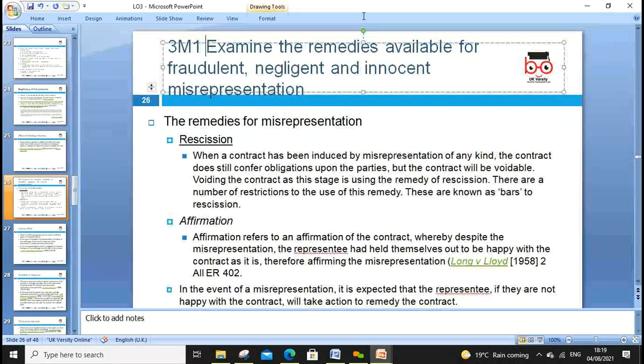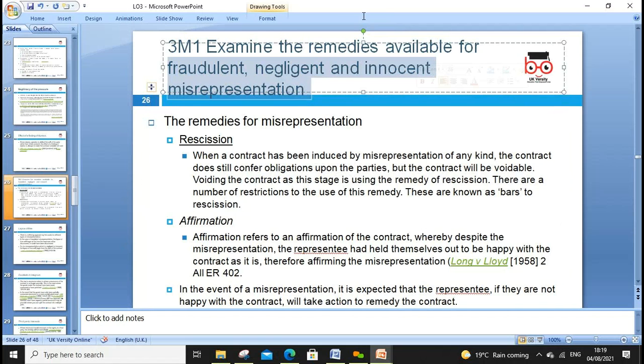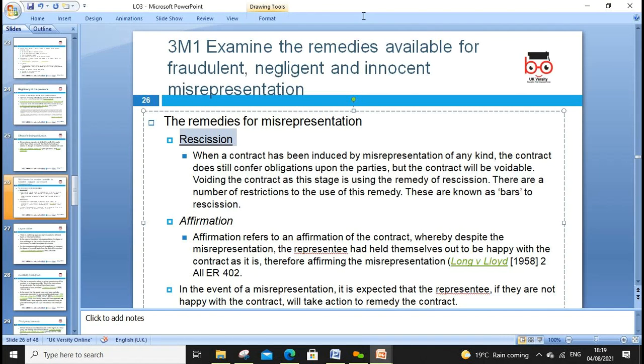When it comes to merit, if you want to get merit, we have to address and explain these terms in our assignment. Examine their remedies: fraudulent, negligent, innocent. We can explain what is meant by these three, and what rescission is. When the contract has been induced by misrepresentation, the contract still confers obligations upon the parties, but it will be voidable.